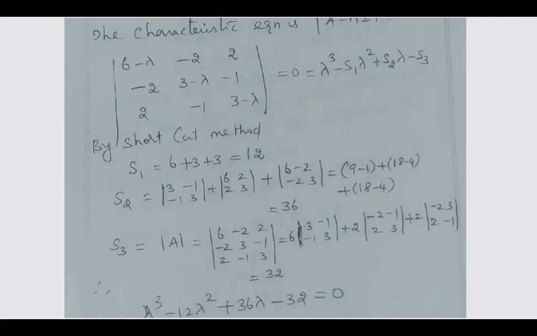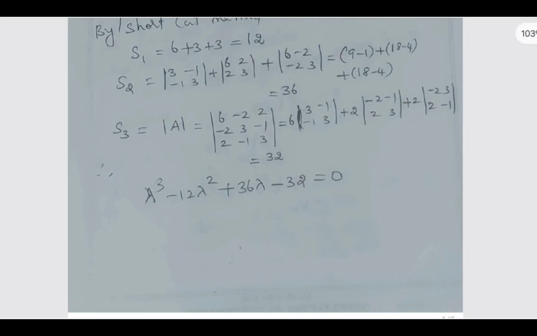After this you go for finding the next one, that is s3. So calculate it. It is 9 into 9 minus 1, that is 8. So 8 into 6 you will get 48. So this value is 48. The next value is minus 6 plus 2, that is minus 4. So minus 4 into 2, we'll get minus 8. So we'll get 48 minus 8.